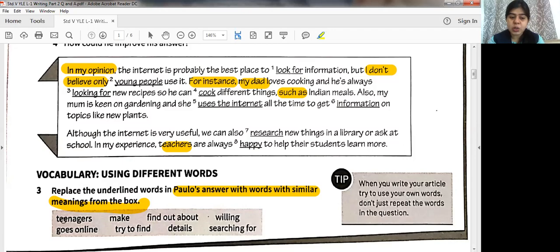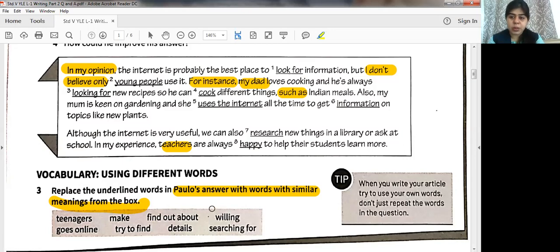Teenagers. Where do you think this word teenagers fits? It is over here, young people. So you will write 2 just beside teenagers, or you can write it above teenagers, because the underlined one is having a number. Make. Where can you replace it, students? Make. Fourth. Cook. Okay, so you will write 4 upon make.